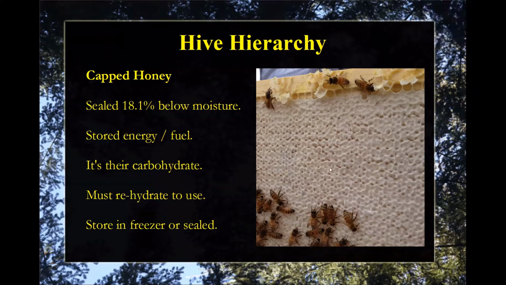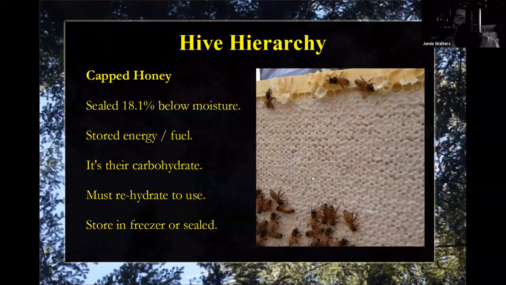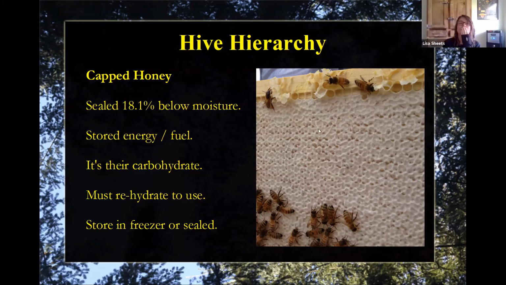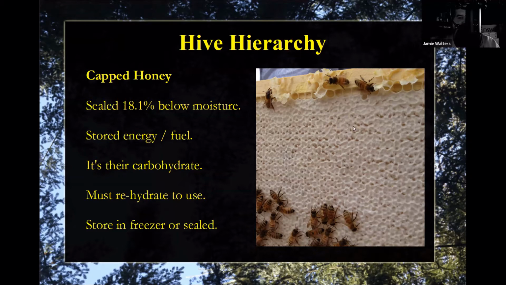So if I pull 4 or 5 of these frames out to extract honey and stick them in my garage, and let's just say it was at 17%, it's hot, humid, it's been raining. All of a sudden the honey gets hygroscopic. It starts to pull in moisture, and at 18.1 the yeast will start to get active. Then you'll see these cappings start to look like they're bleeding. They'll start to ferment.